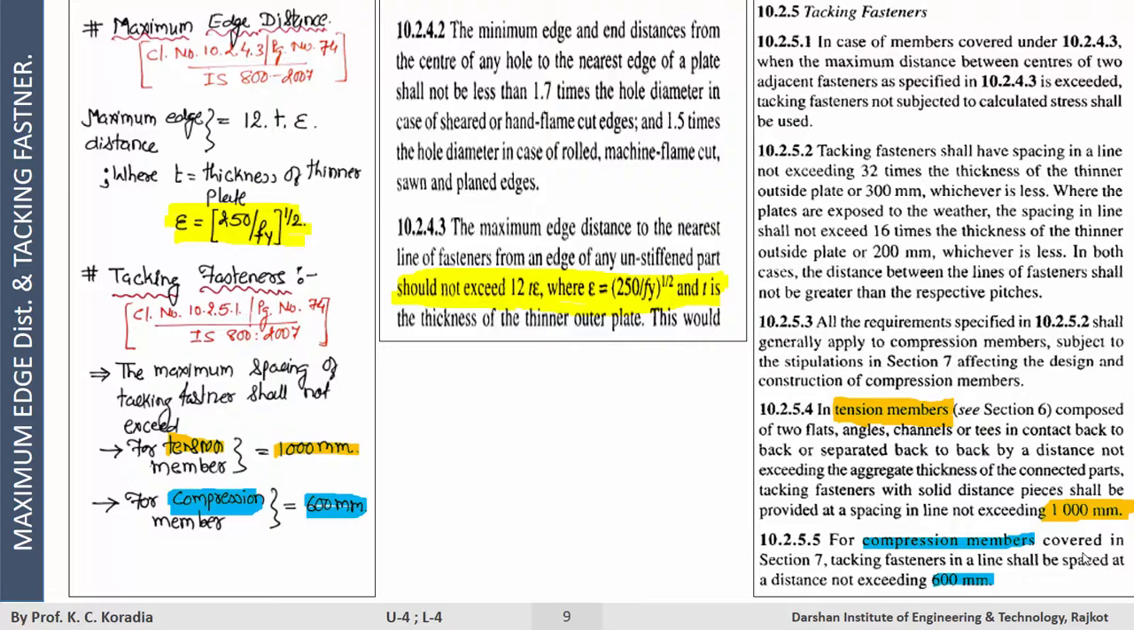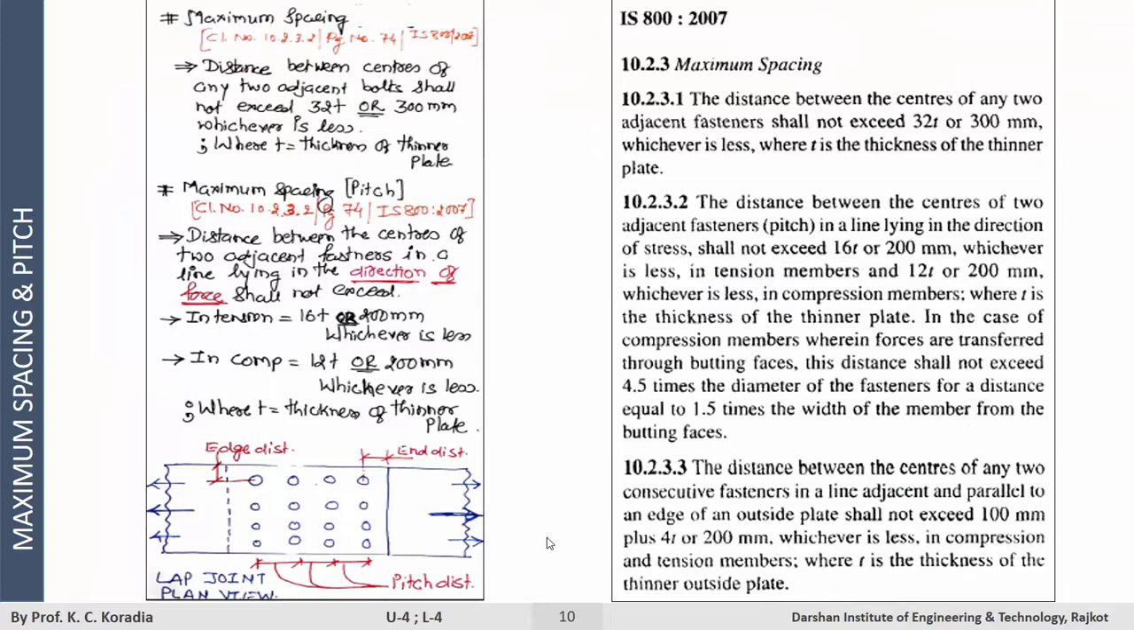Here, let's see the codal provision for tack fasteners. The maximum spacing of tacking fasteners shall not exceed 1000 mm for a tension member and 600 mm for a compression member. We will discuss this in detail in our subsequent lectures during our example solving.